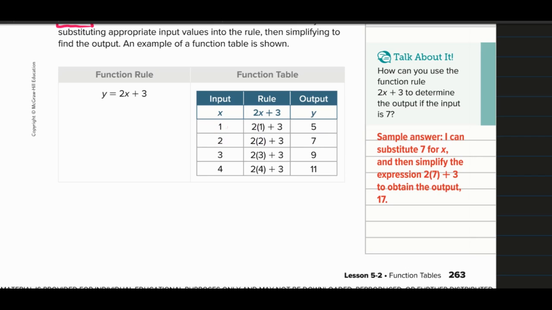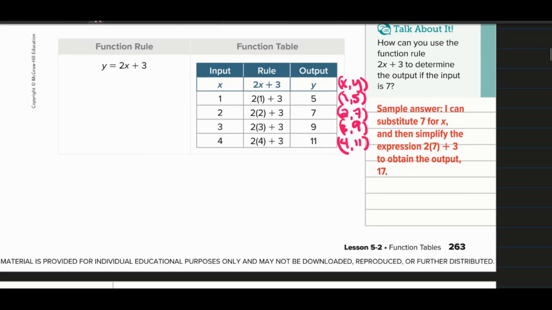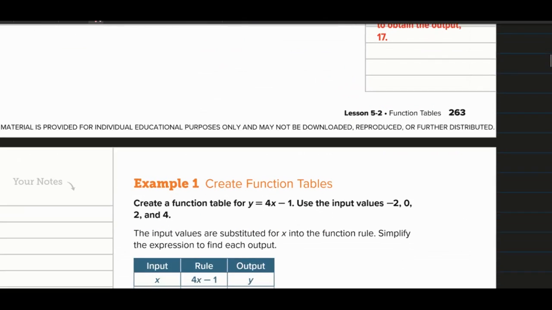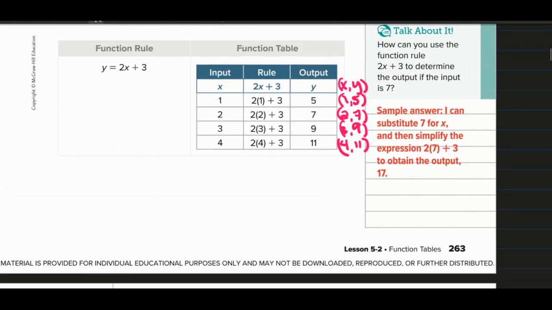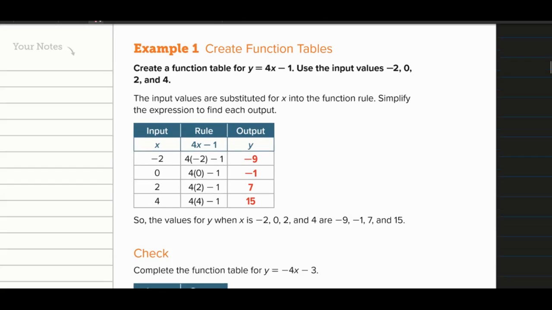So when we look at this, the idea is we're going to end up with our x, y ordered pairs. So we're going to have 1, 5. We're going to have 2, 7, 3, 9, and 4, 11. Okay, so it's this idea that we can come up with those ordered pairs, and then once we get those, we can graph them. So let's look at this first one.